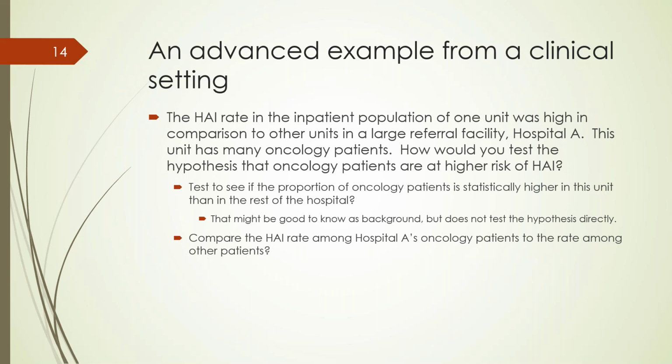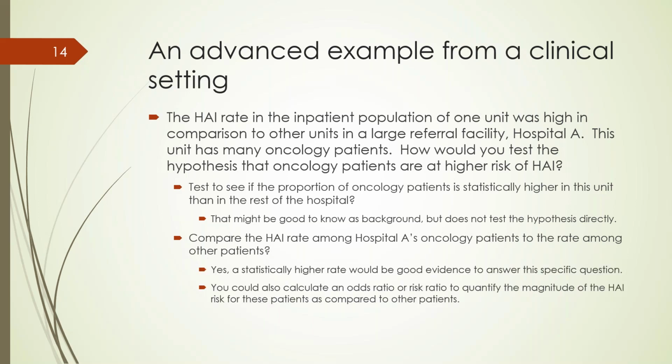So, could you compare the HAI rates amongst Hospital A's oncology patients to the rate amongst all other patients? Sure, that would be exactly what tests the hypothesis that's written in the question. So you could compare the 95% confidence intervals for oncology patients and non-oncology patients, and if those confidence intervals do not overlap, then you've got a statistically higher rate, or I'm assuming it's going to be higher.